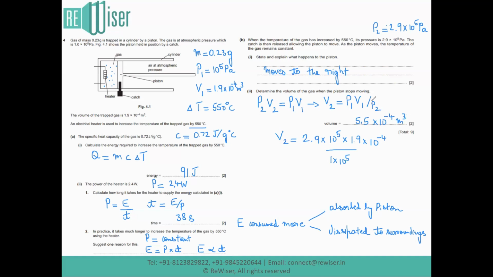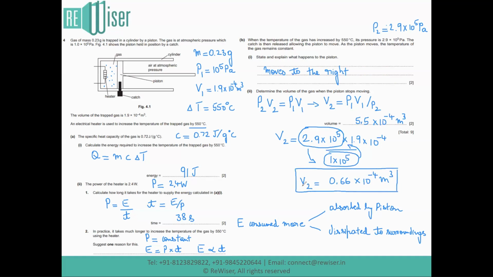This is the solution that is explained in the mark scheme, although I believe there is a mistake here. Here the volume V2 is found as P1 into V1 over P2, whereas the values of P1 and P2 are exchanged. This is the value of P2, whereas this is the value of P1, which gives us the correct value of V2 to be 0.66 into 10 to the power of minus 4 meter cube. This is the correct value, which has not been provided in the mark scheme for the particular question.